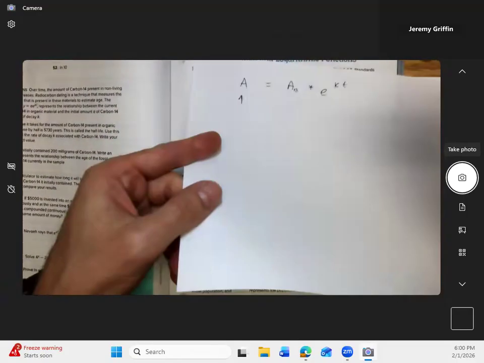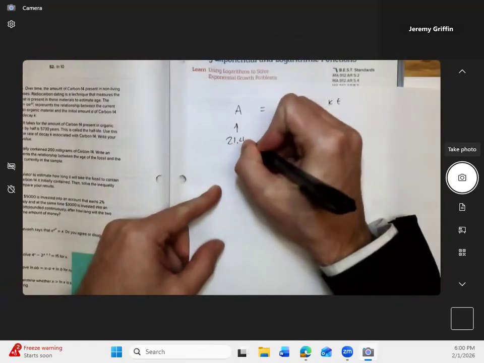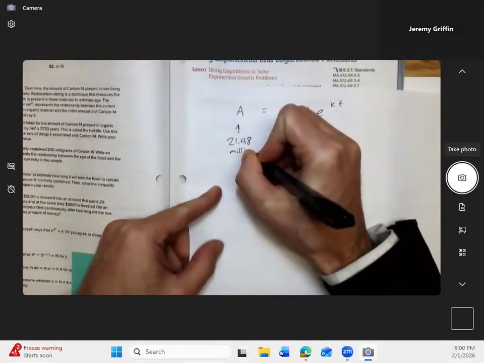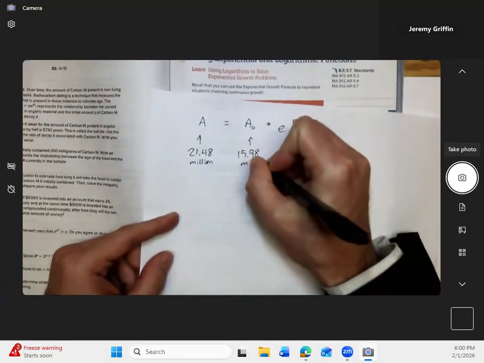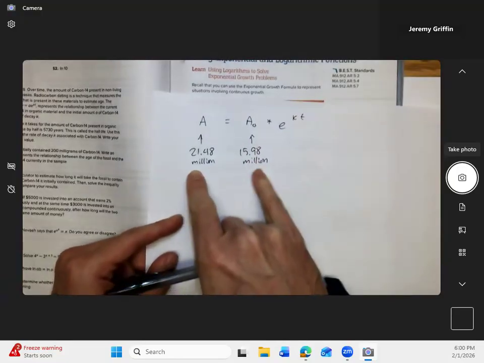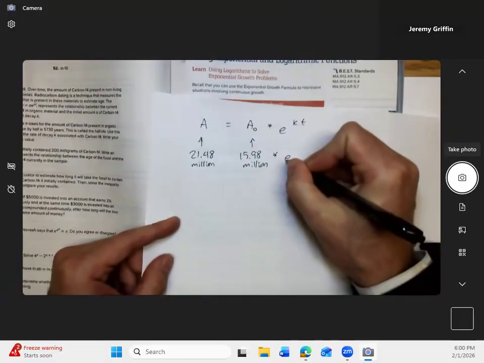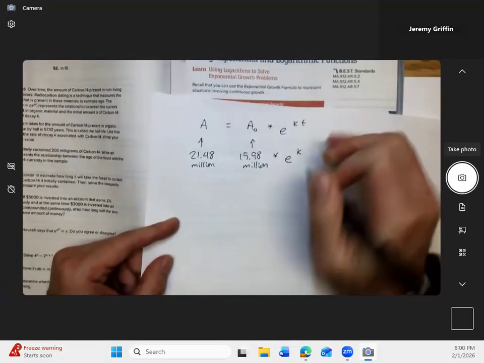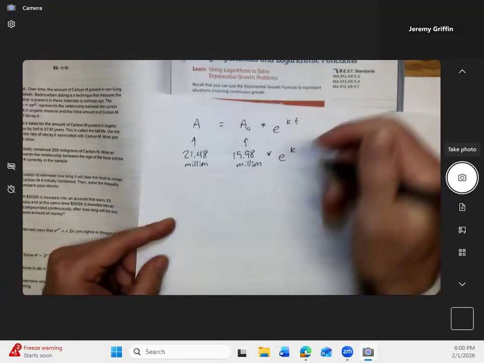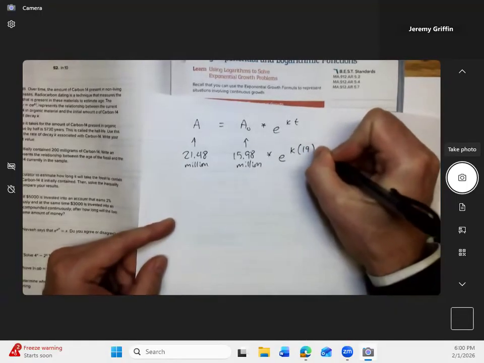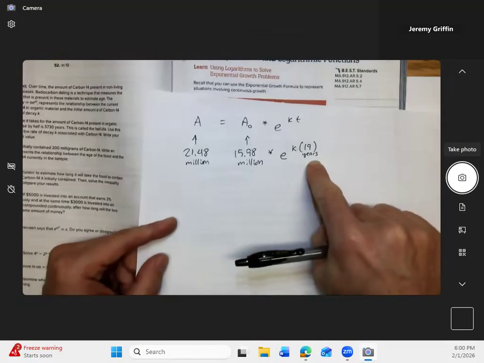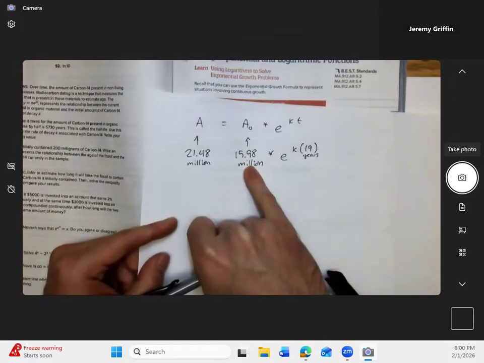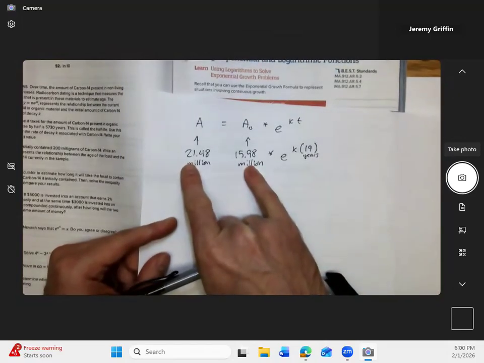So here they plugged in 21.48, that's millions of people, equal to the initial population back in the year 2000, 15.98 million people. The millions cancel. Then times e to the kt, and these numbers are exactly 19 years apart, so the time would be 19 years.